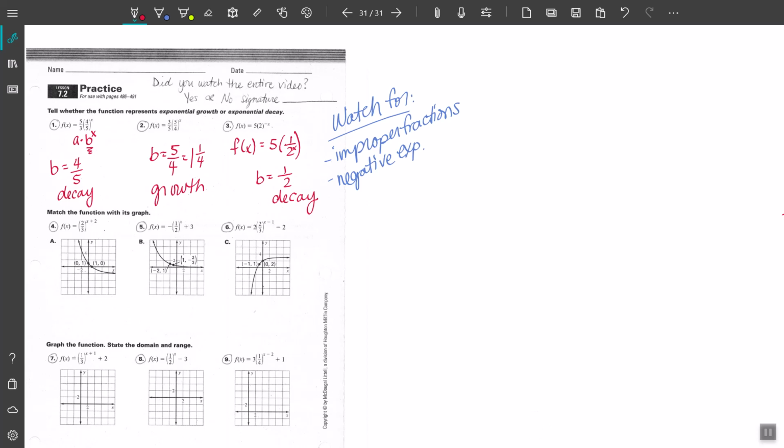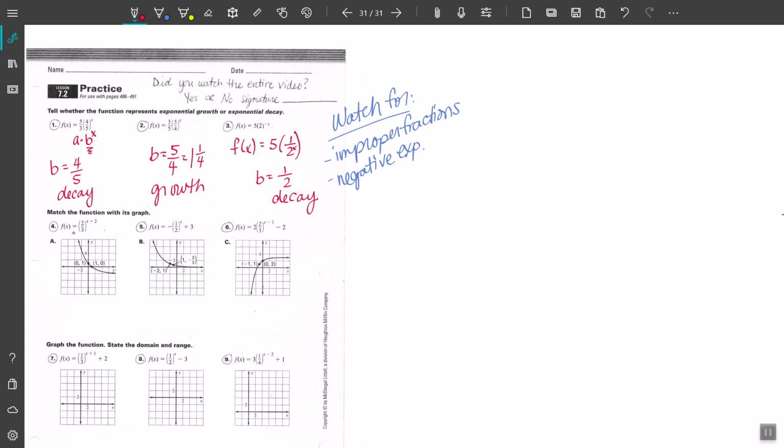So now going down to 4 through 6, where we are to match the function with its graph, we can take a quick look at each of those functions. Number 4 has a b value of 2/3. The exponent is a binomial there, so we've got an x plus 2 as an exponent, but it's still the b being raised to the x. Okay, it's still an exponent, so 2/3 is still our b value in this one.